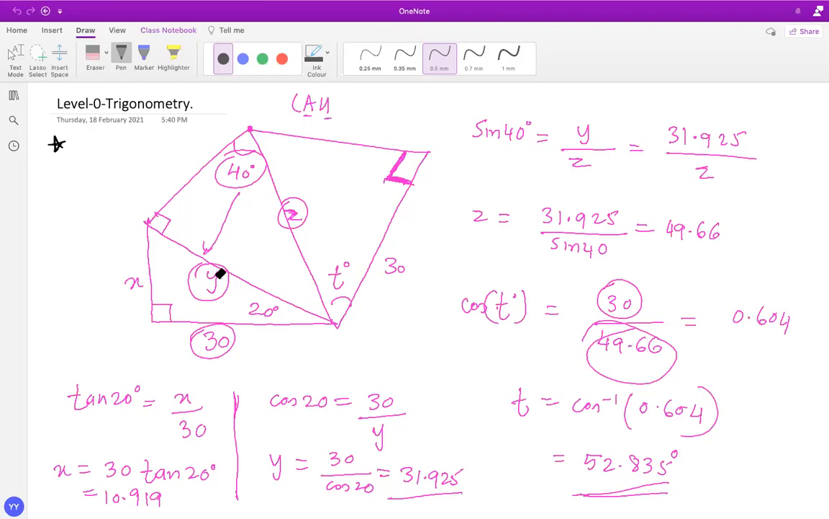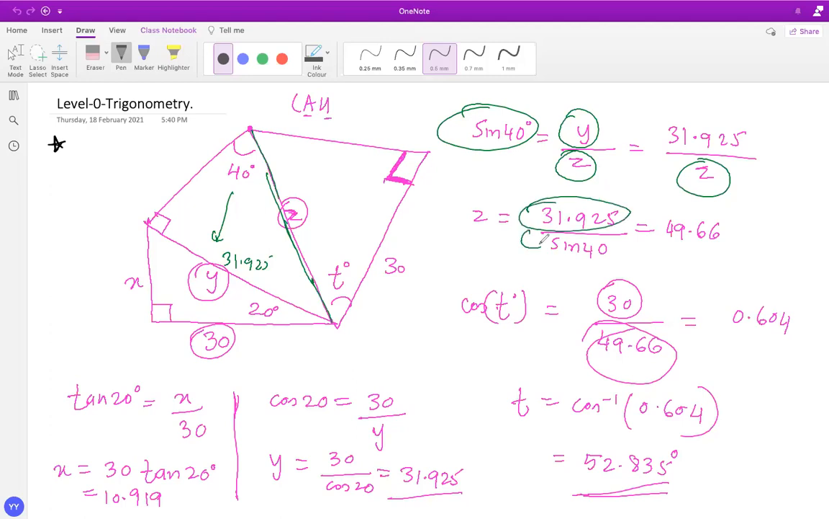The next part is, once you have the y value, in this triangle we had to find z. To find z, I had the opposite side, basically. Opposite to 40, the side that is known to me is this. Because this is 31.925, I am going to use the sine 40 ratio, which is opposite over hypotenuse. So I got the hypotenuse length by making z the subject. So z is 31.925 over sine 40. Now that comes to 49.66.